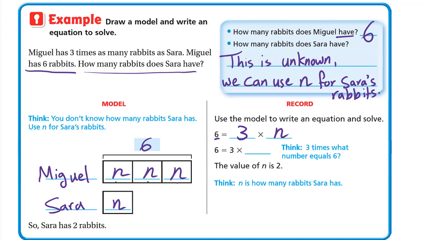So N is like a space or dots. So 6 equals 3 times what? We know that 3 times 2 is 6. So 6 equals 3 times 2. So instead of N, it's 2. So N equals 2. So the value of N is 2. So what Sarah has is 2 rabbits.